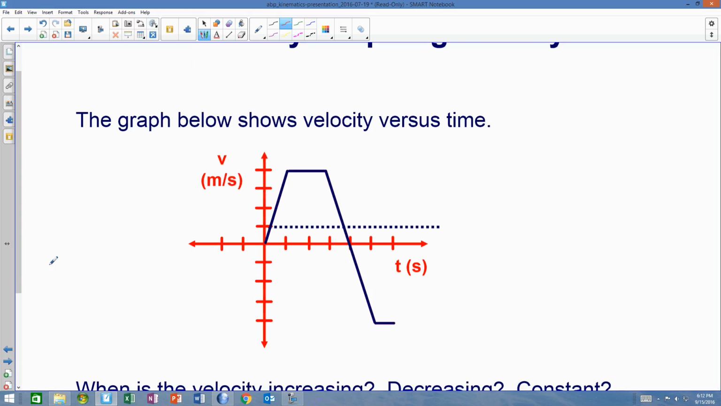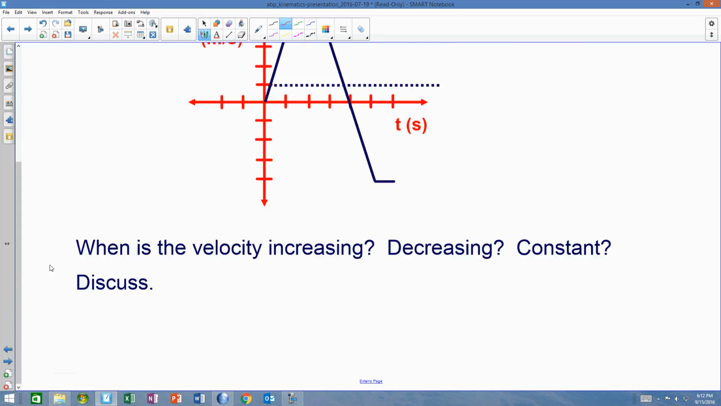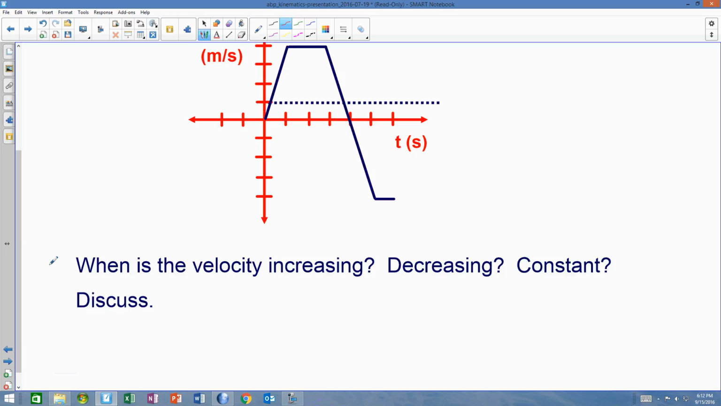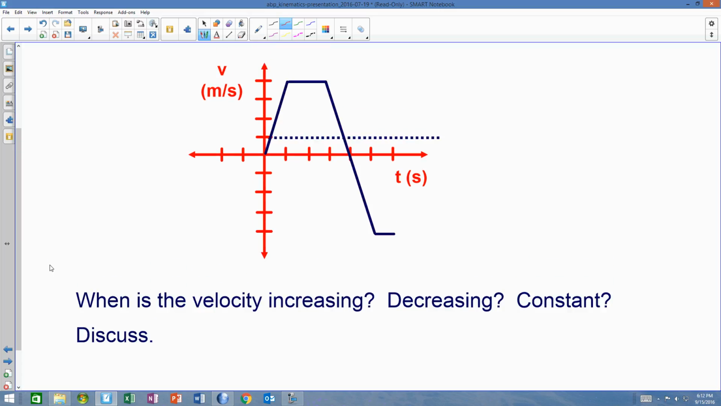Okay, so let's take a look at this. When is my velocity increasing? It's increasing when the slope of the line is positive. When is it constant? That's right, when the slope of the line is 0. When is it decreasing? Now, this is a tricky question because look right here.